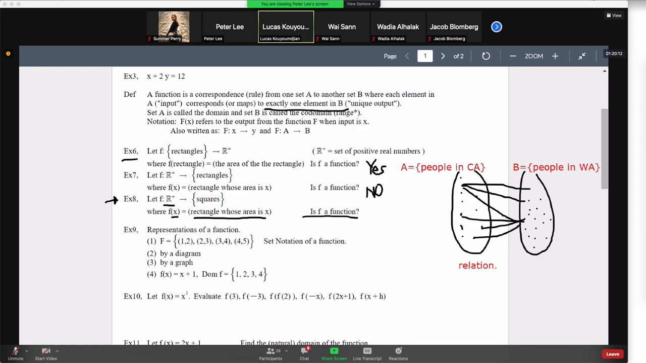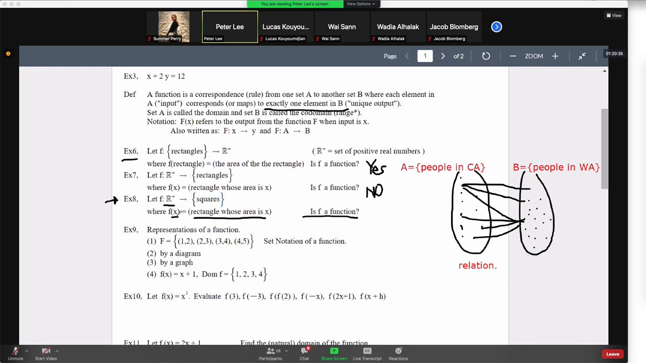Provided it is not infinite, then I would say yes. What is infinite? This is a function? Rectangle whose area is x. Okay, so it depends on what x is. Oh no, then it would be no, not a function, because x can be anything. X can be any positive real number.